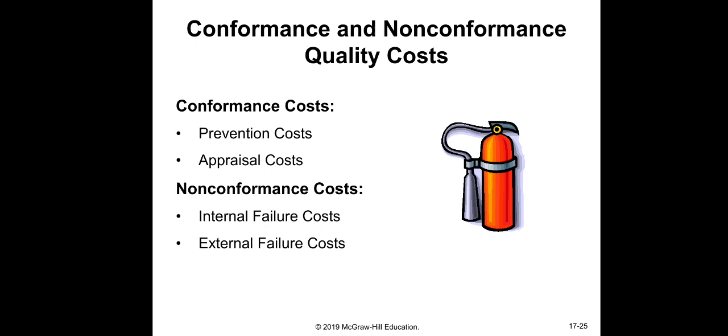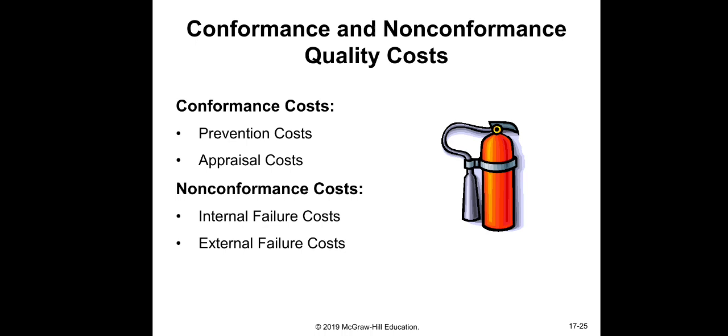Okay, so conformance and non-conformance quality costs. Conformance costs are prevention costs and appraisal costs. Non-conformance costs are internal failure costs and external failure costs. Conformance costs are costs that a business has to pay to make sure that the products or services are made according to the specification. Okay, that is the conformance cost. Make sure the products or services are made according to the specifications of the product and services.